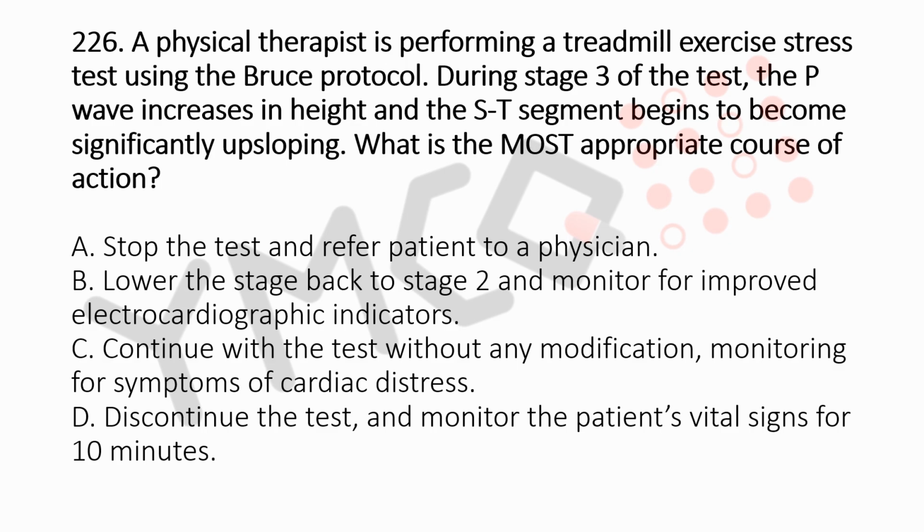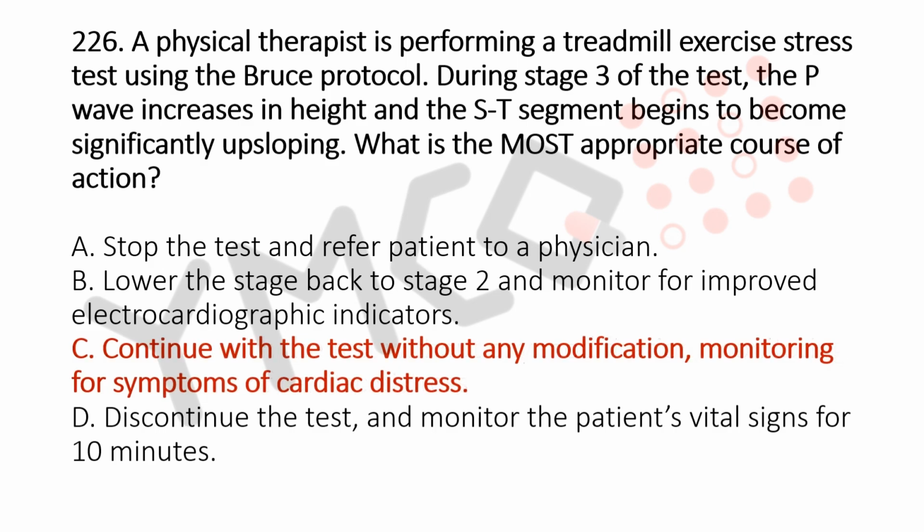Option A, stop the test and refer patient to a physician. Option B, lower the stage back to stage 2 and monitor for improved electrocardiographic indicators. Option C, continue with the test without any modification, monitoring for symptoms of cardiac distress. Option D, discontinue the test and monitor the patient's vital signs for 10 minutes. And the answer is Option C, continue with the test without any modification, monitoring for symptoms of cardiac distress.